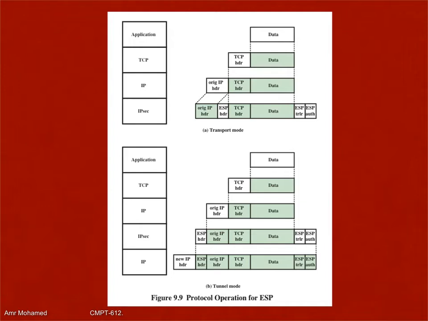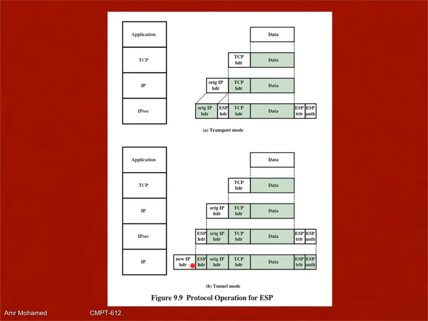We said that in the case of the transport mode, the encryption and/or authentication is applied on the payload itself, which includes the data and the TCP header. And then you can add the ESP header and ESP authentication or the AH authentication. Or in the case of tunnel mode, you apply the encryption and authentication to the entire IP packet, including the payload and the IP header.